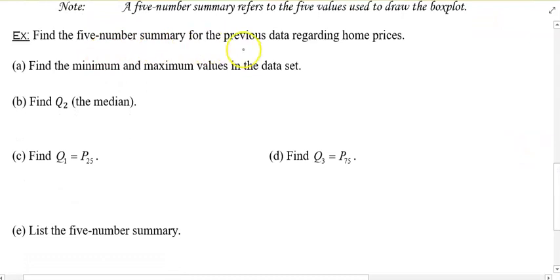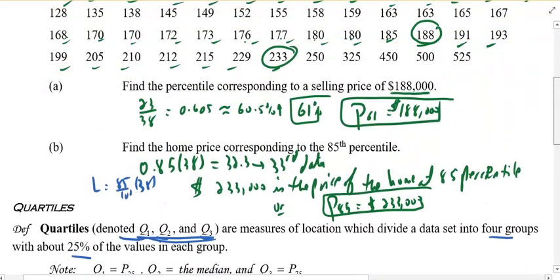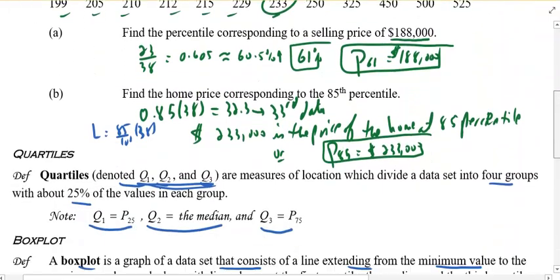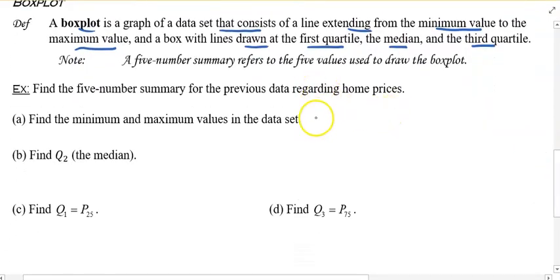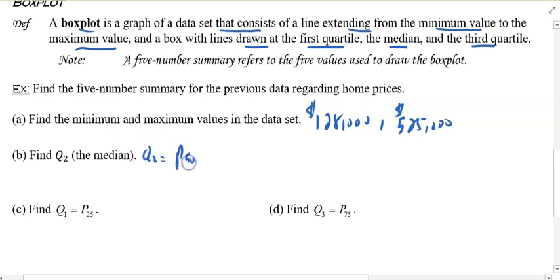Find the 5-number summary for the previous data regarding the home prices. Well, let's see how we're going to do this. The way you would do this, find the minimum and the maximum. The minimum is 128, which is $128,000, and the maximum data was $525,000.